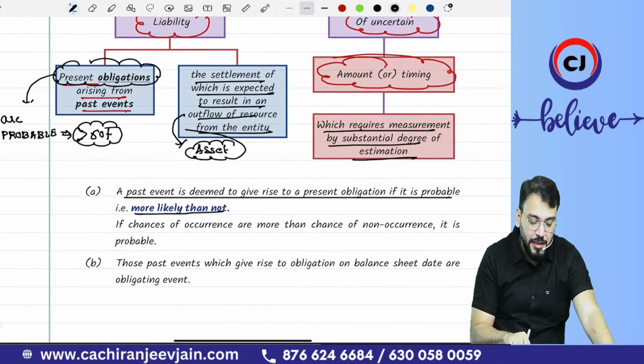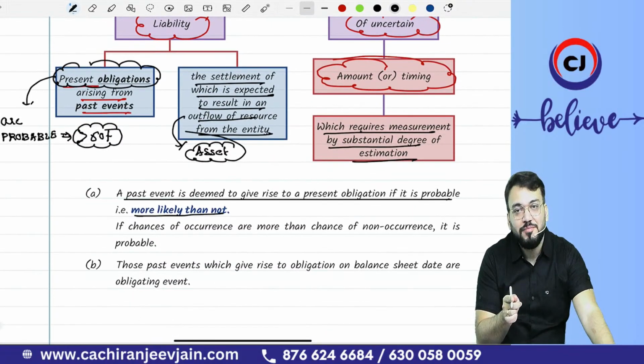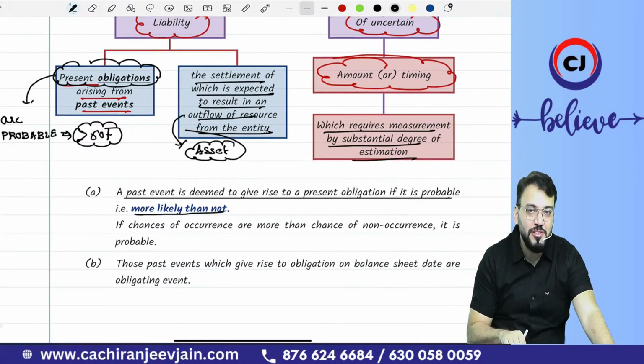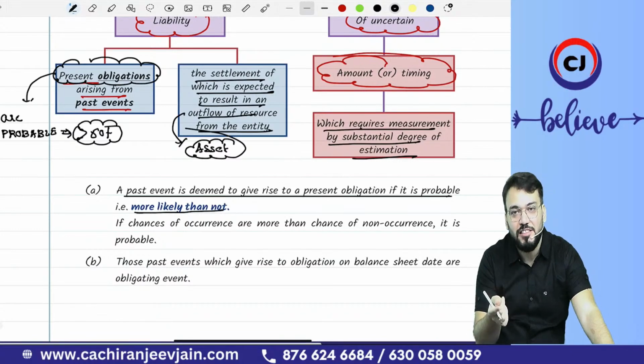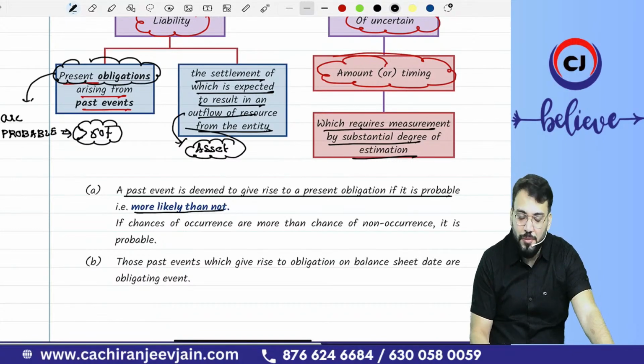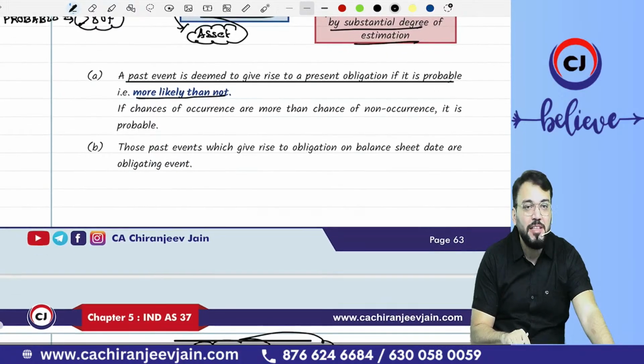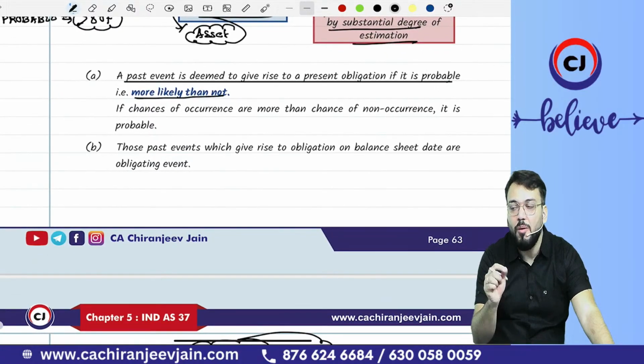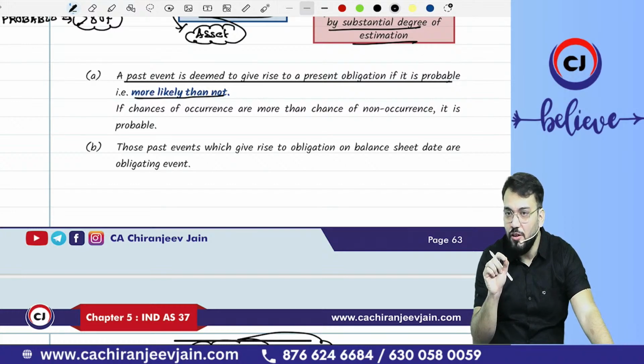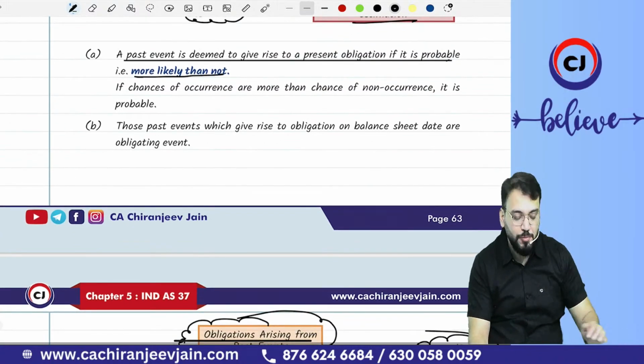Correct? It means all provisions are liabilities, but all liabilities are not provisions. Any liability which requires estimation becomes a provision. Then what do you mean by present obligation? Present obligation means the obligation is probable on reporting date. On reporting date. Got this point?